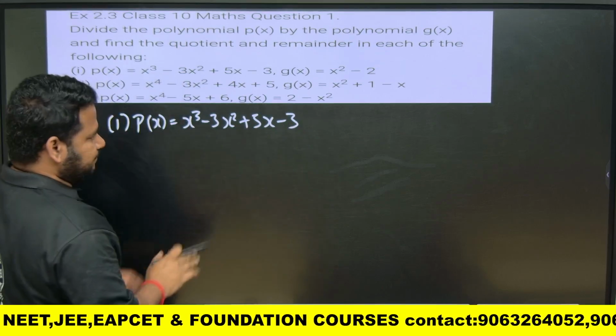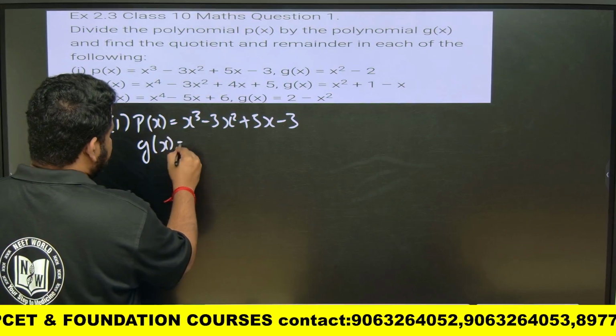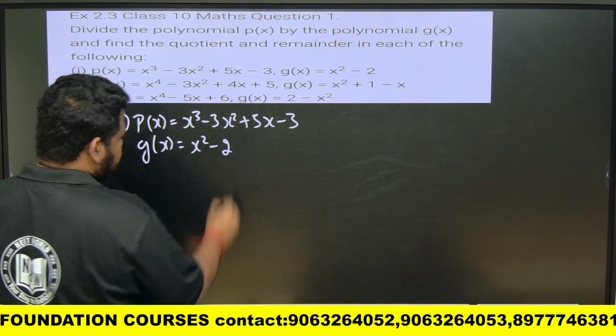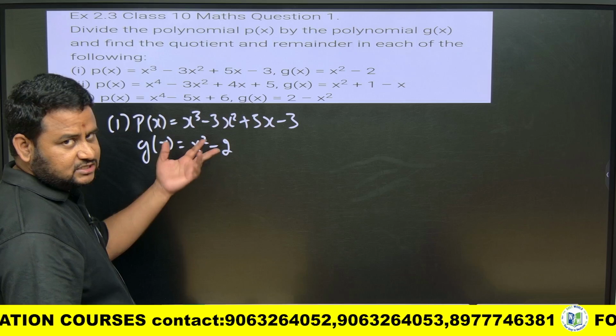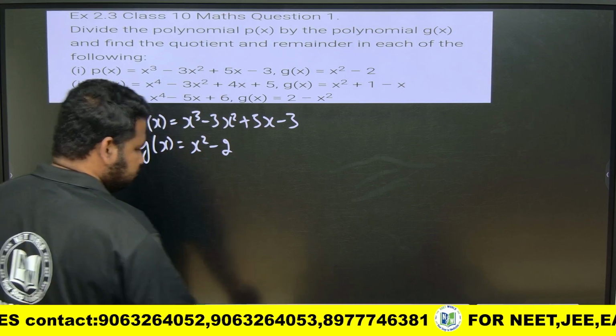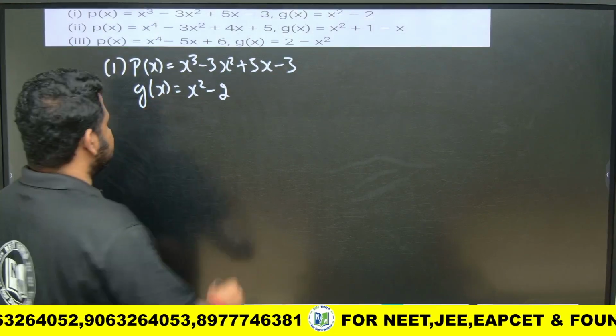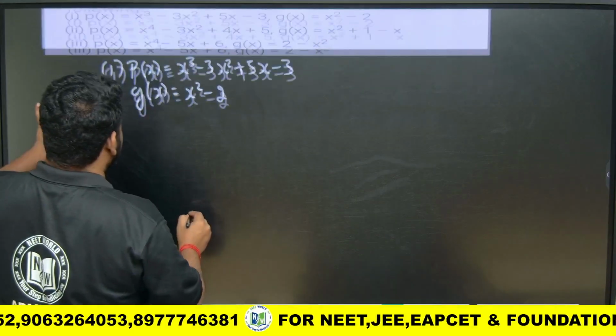We have to arrange it correctly in terms of x cube, x square, all these things. g of x is given as x square minus 2. Here the x term is not there, which means you can write it as 0x also, no problem. Let us keep it as it is. Now, I have to divide p of x by g of x. So, p of x will come inside.